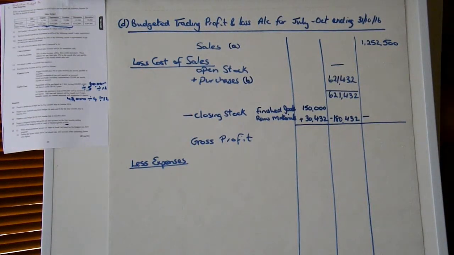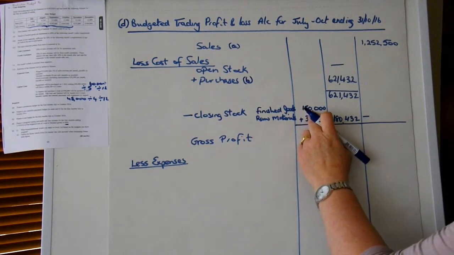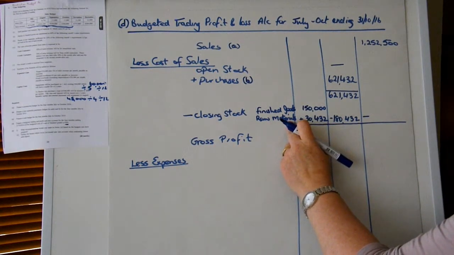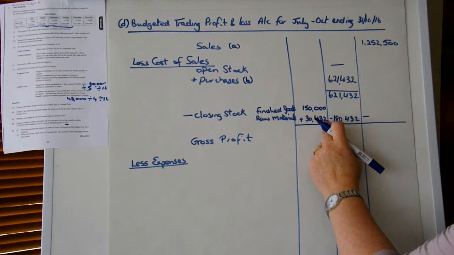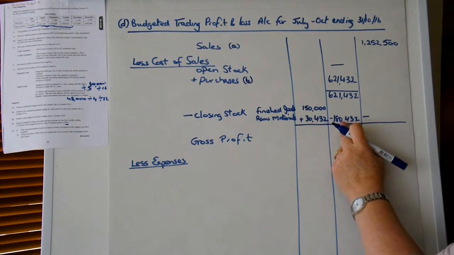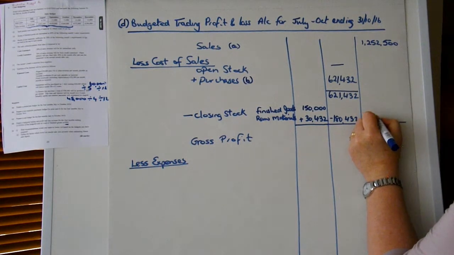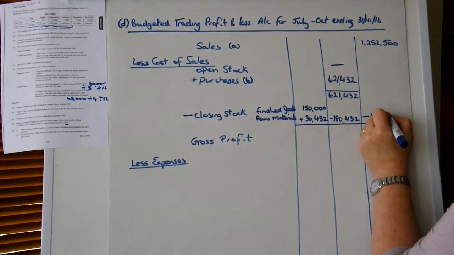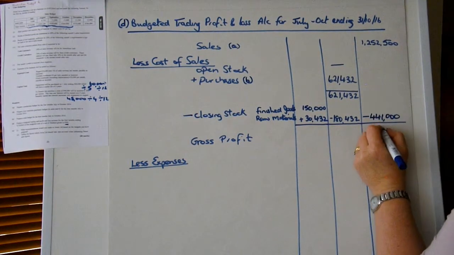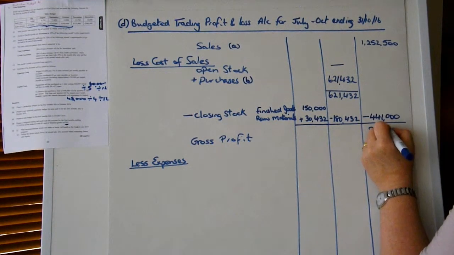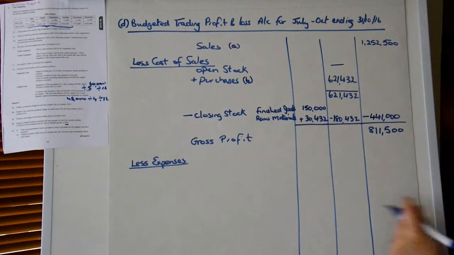So I've transferred in my finished goods valuation for closing stock for October, 150,000, and my raw materials valued at 30,432. So my closing stock in total is 180,432, which leaves me with a cost of sales of 441,000. And that then is subtracted from your sales to give you a gross profit in this case of 811,500. And then I'm on to the expenses for that period.